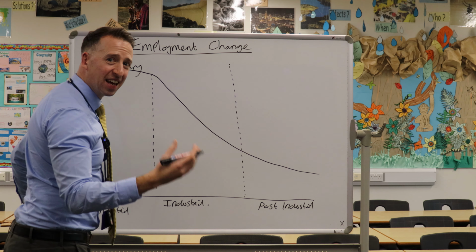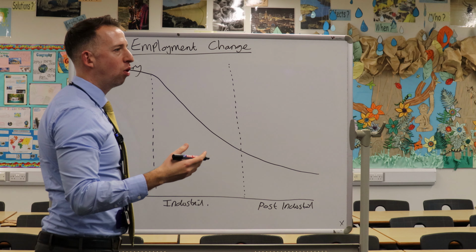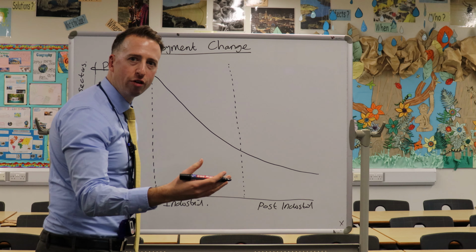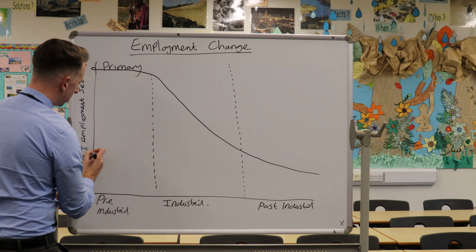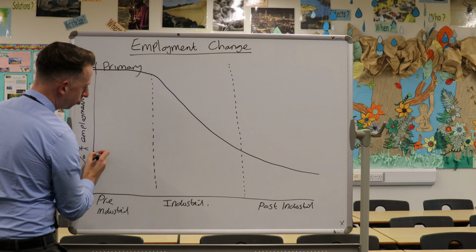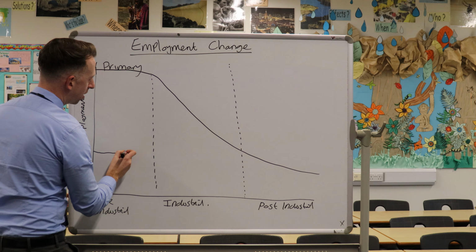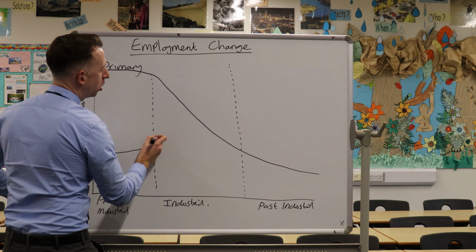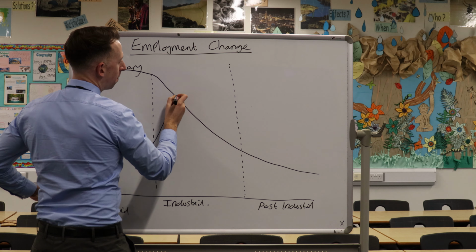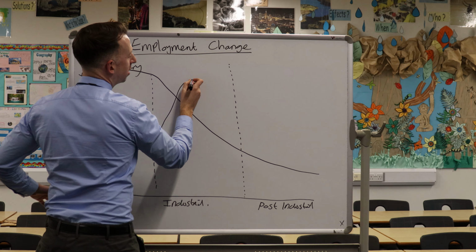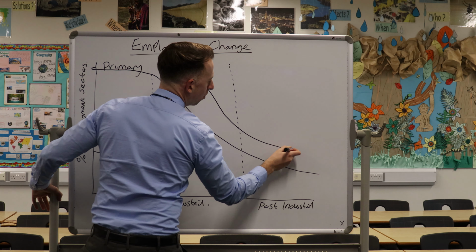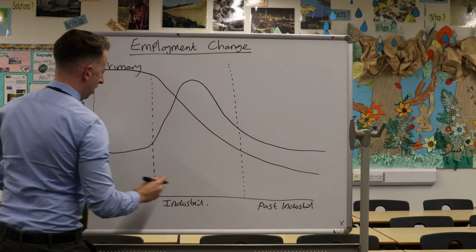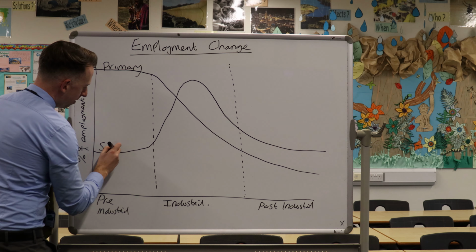We then have secondary jobs. So these are jobs where people are working in factories making products. So secondary jobs is going to start quite low in the pre-industrial stage because everyone's working in farming. But then as the country industrialises, the amount of secondary jobs is going to increase, and then over time it will decrease. Now, let's write secondary here.